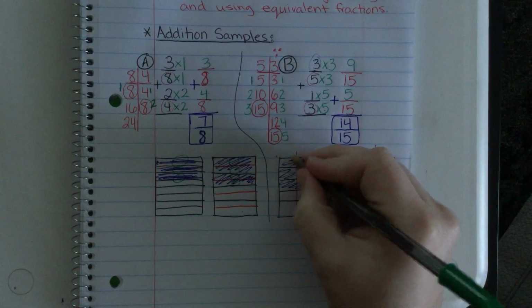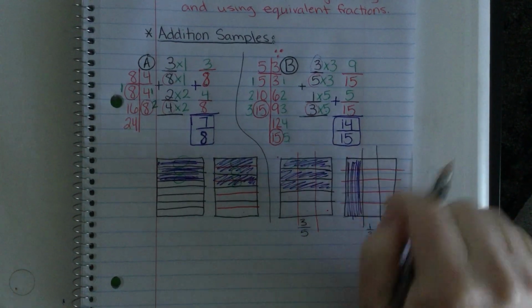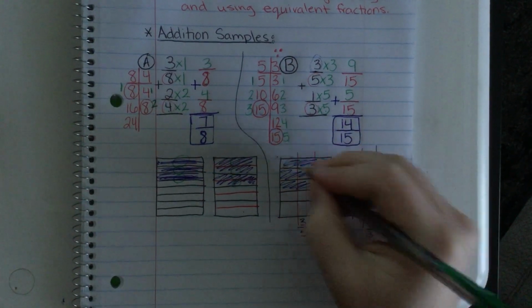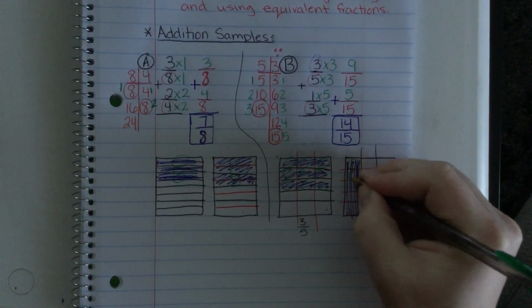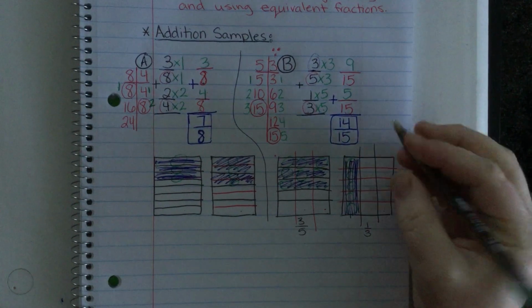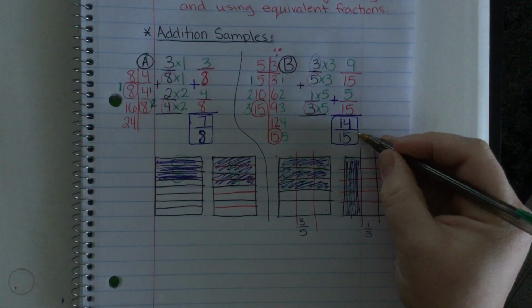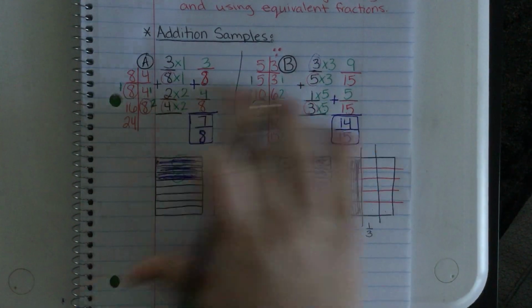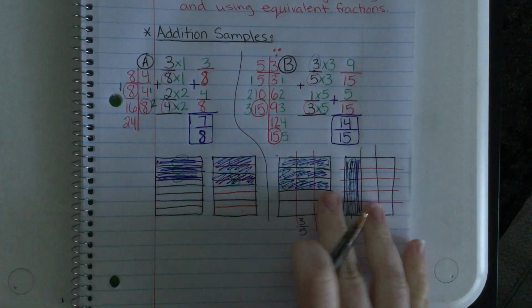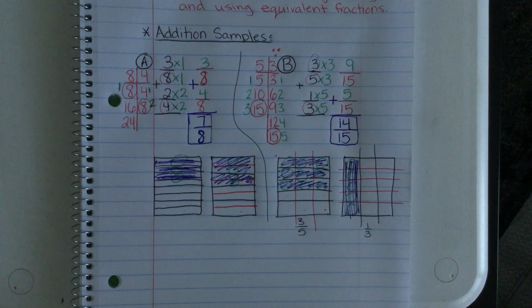Now how many of the 15ths are colored? 1, 2, 3, 4, 5, 6, 7, 8, 9, 10, 11, 12, 13, 14. And that's where we get the 14/15. Okay? So we have just the mathematical way of doing it, and we have the visual representation as well.